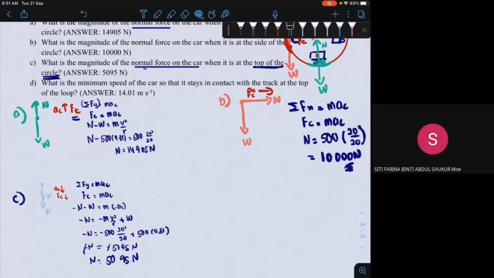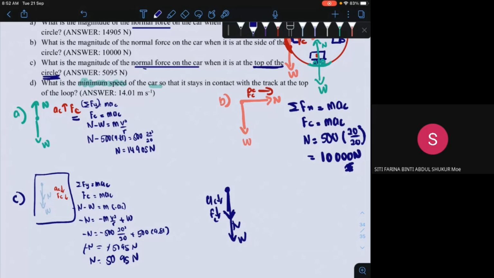Alright, so what we have in the last question here is what is the minimum speed? Dia kata minimum speed of the car so that it stays in contact with the track at the top of the loop. So sekarang situasi kita adalah at the top, ini adalah free body diagram kita. So we're going to stick to this one. Kita akan ada normal ke bawah dan juga weight ke bawah. You're going to have these two forces acting along your car itu. So AC ke bawah, FC pun ke bawah dekat sini. So this is your free body diagram here.